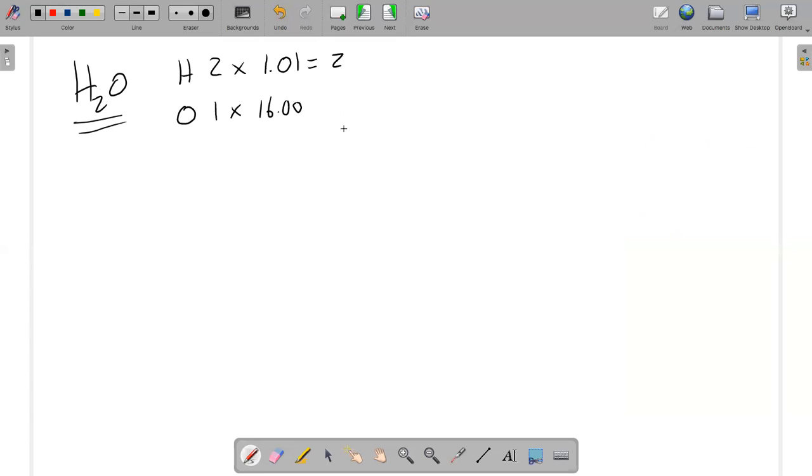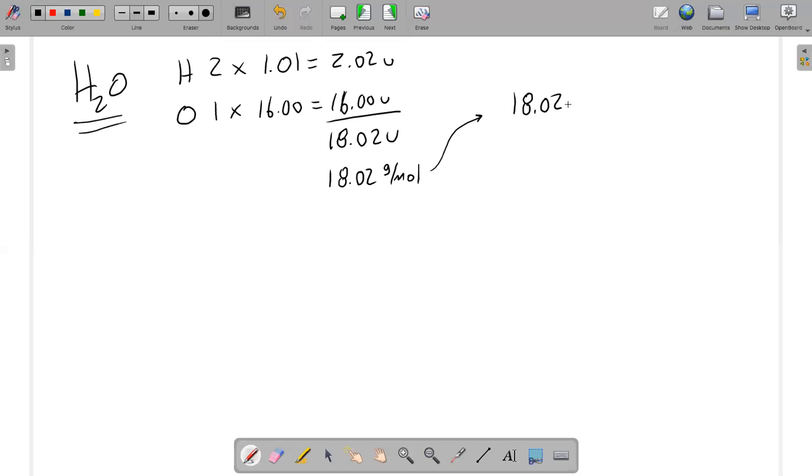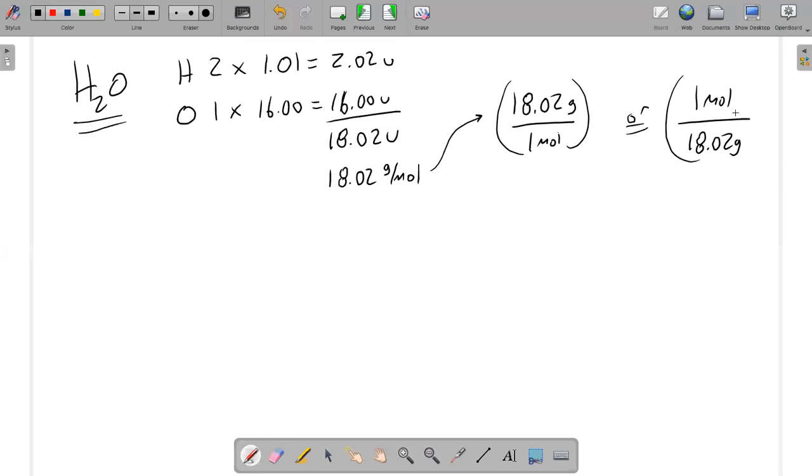So just the same as when you calculate formula mass in U, maybe to find a percent composition, this is also 18.02 grams per mole. So here's what that means as a conversion factor. You can write 18.02 grams per mole in one of 2 ways. You can write 18.02 grams divided by 1 mole, or you could write it as 1 mole divided by 18.02 grams.